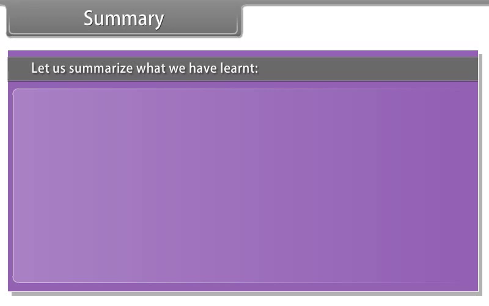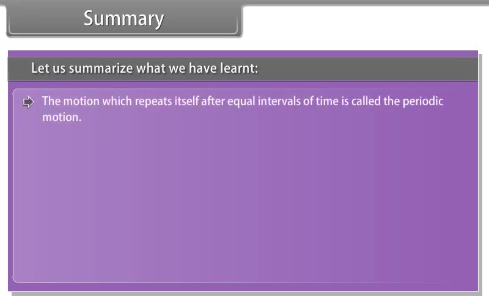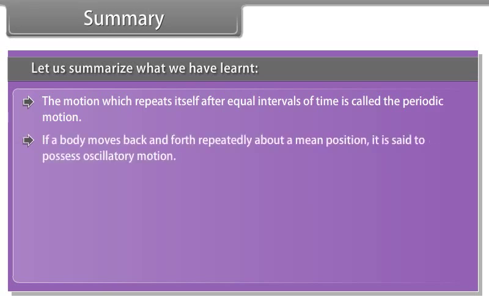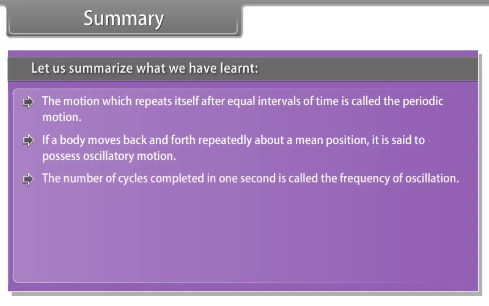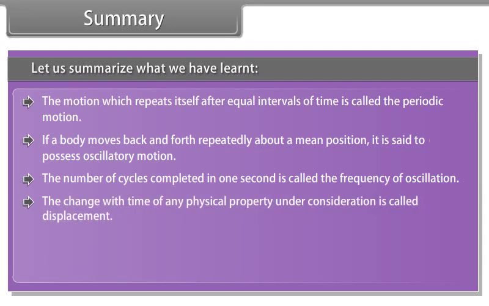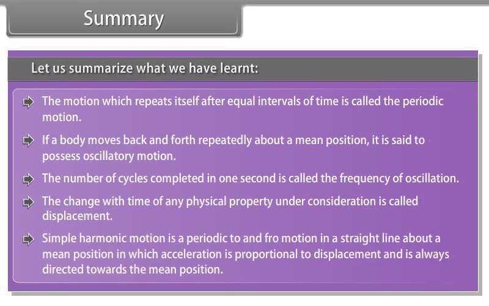Summary. Let us summarize what we have learned. The motion which repeats itself after equal intervals of time is called periodic motion. If a body moves back and forth repeatedly about a mean position, it is said to possess oscillatory motion. The number of cycles completed in 1 second is called the frequency of oscillation. The change with time of any physical property under consideration is called displacement. Simple harmonic motion is a periodic to and fro motion in a straight line about a mean position in which acceleration is proportional to displacement and is always directed towards the mean position.